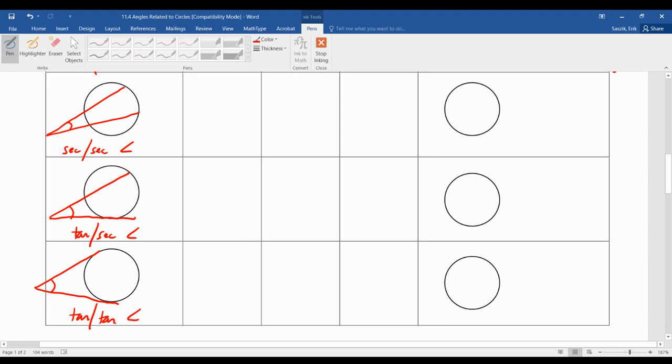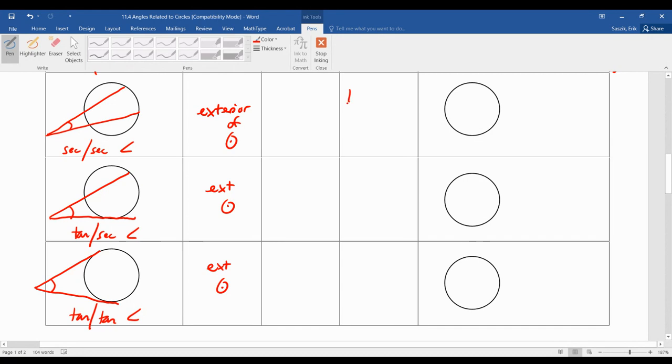Now I'm doing all three of these at the same time because I'm hoping you notice the commonality here. The vertex for all of these angles is where? It's the exterior of the circle. Exterior of the circle, all three of them. Obviously, this is made up of two secants. This is made up of a tangent and a secant. This is made up of two tangents.